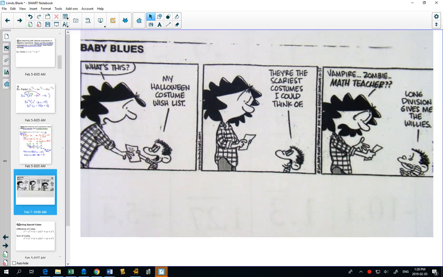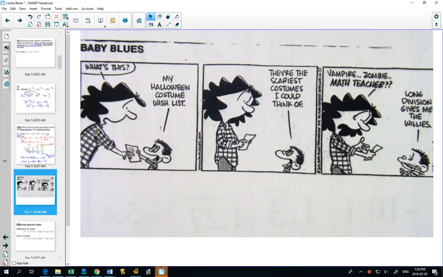Okay, a little joke. What's this? My Halloween costume wish list. They're the scariest costumes I could think of. Vampire, zombie, math teacher. Long division gives me the willies.